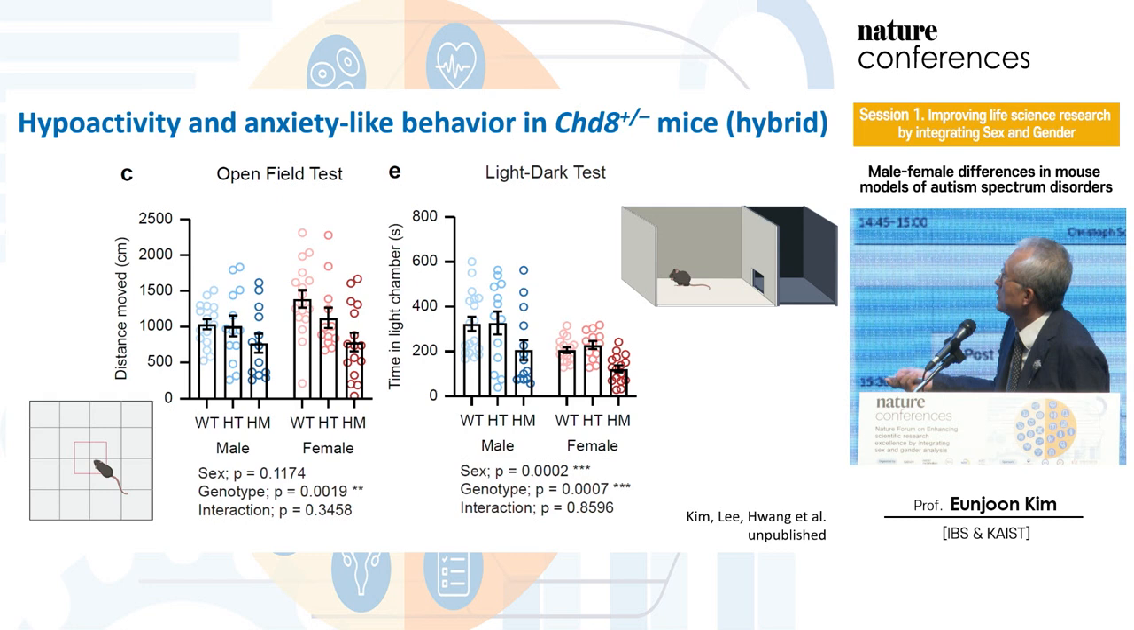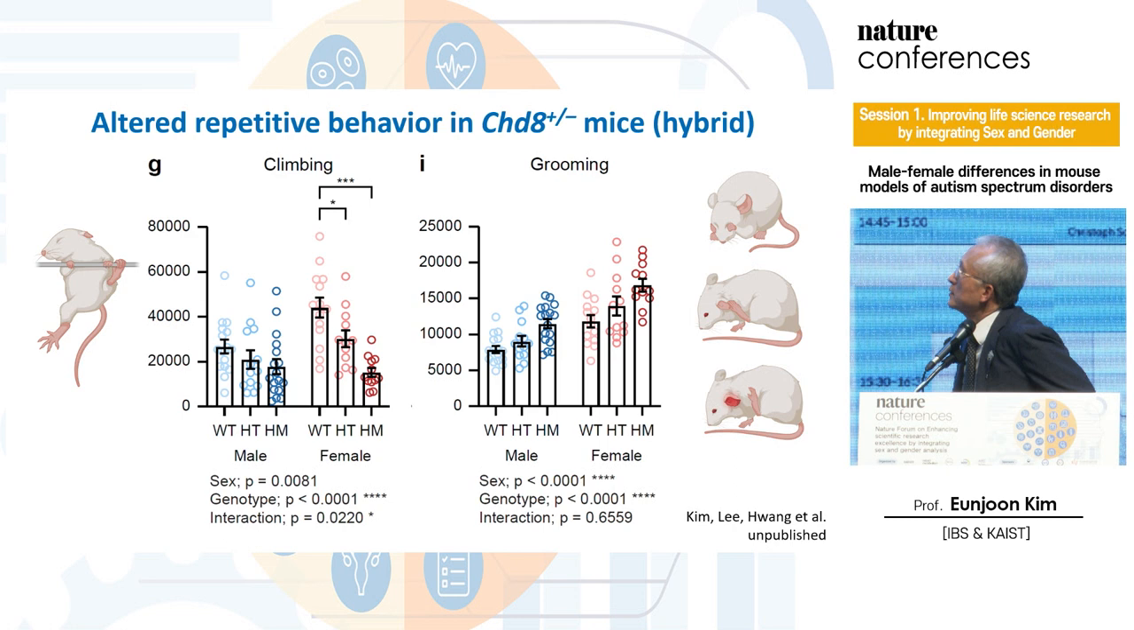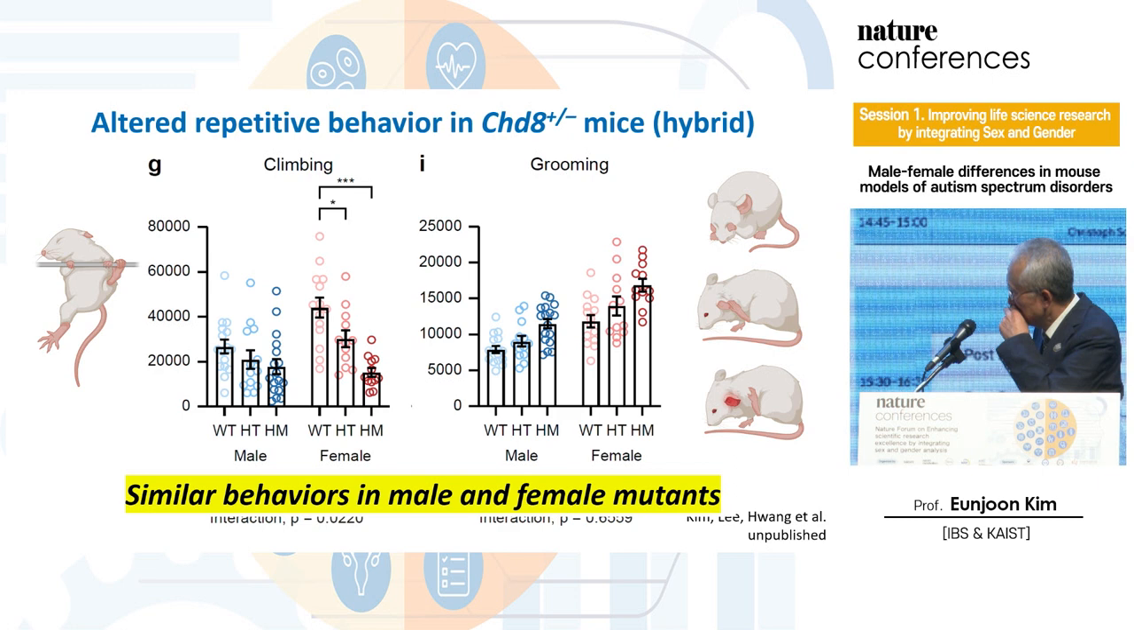And then this is an anxiety-measuring light-dark test. Here you can see a decrease in the time spent in the light chamber, again a measure of anxiety, both in males and females. The statistics are, again, the same. This is repetitive climbing, and we do see similar decreases in males and females, and there's repetitive self-grooming, and we see similar results. So it seems that there are similar behaviors in male and female mutants.